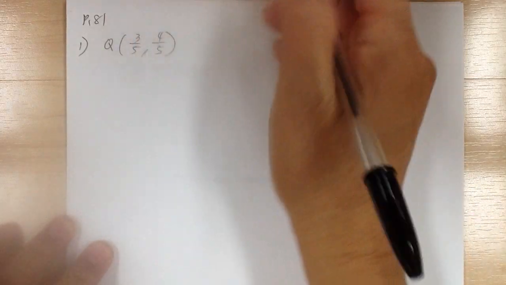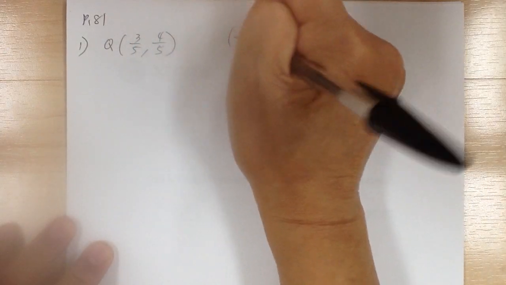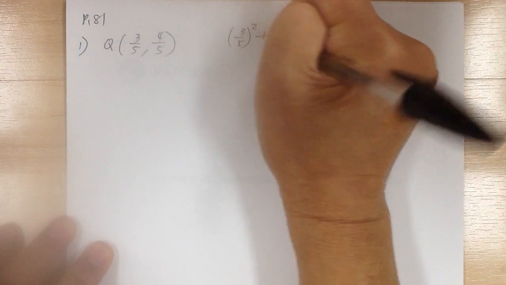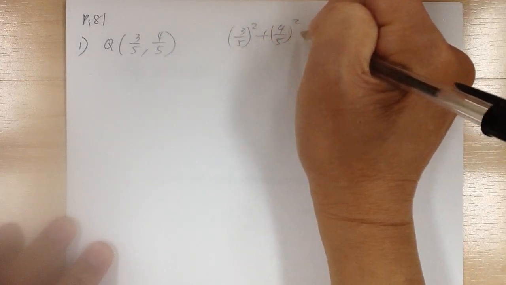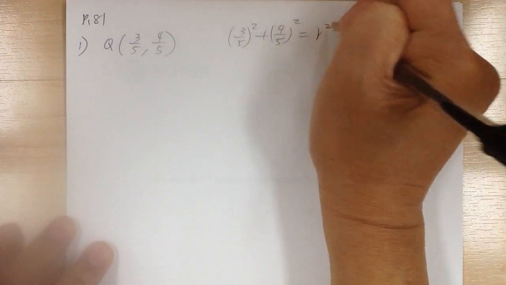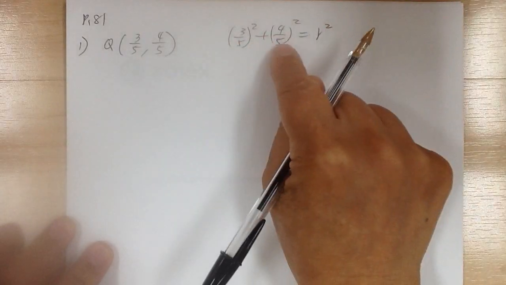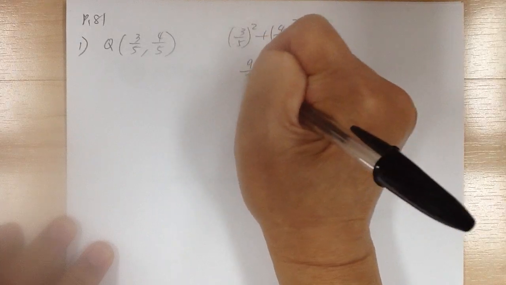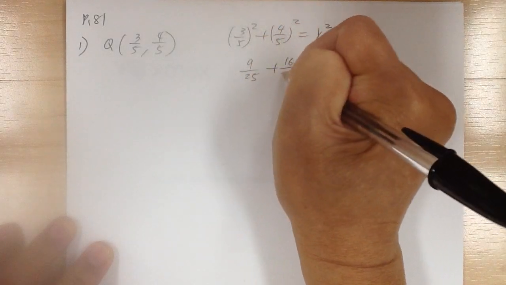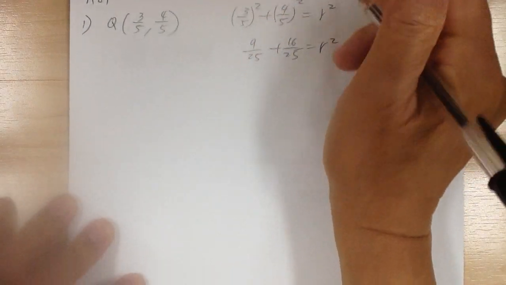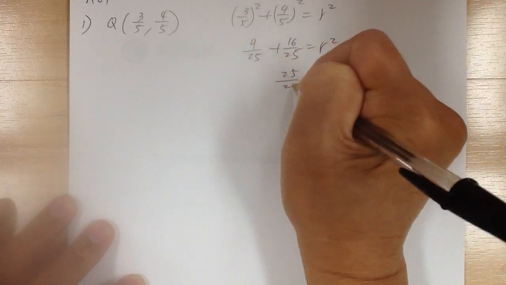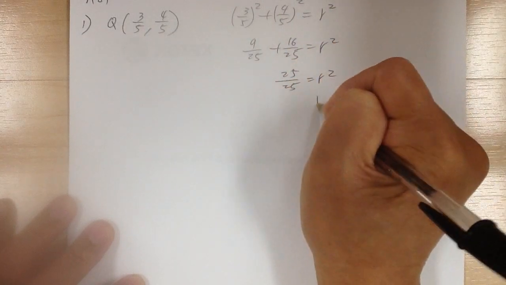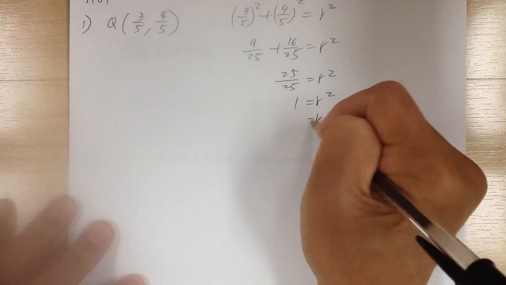So you just have to verify, you just do this. And this will equal r squared, right? So a squared plus b squared equals c squared. When you simplify, you get 9 over 25 plus 16 over 25 equals r squared. So you get 25 over 25 equals r squared, so r squared equals 1, so r equals 1.